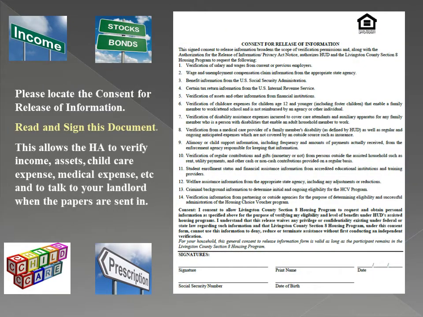Consent for release of information. This form allows the housing authority to verify income, assets, child care expenses, medical expenses, and other things as indicated on this form. This also allows us to talk to your landlord when the lease-up documents are sent in. Every household member over the age of 18 will need to sign one of these forms.